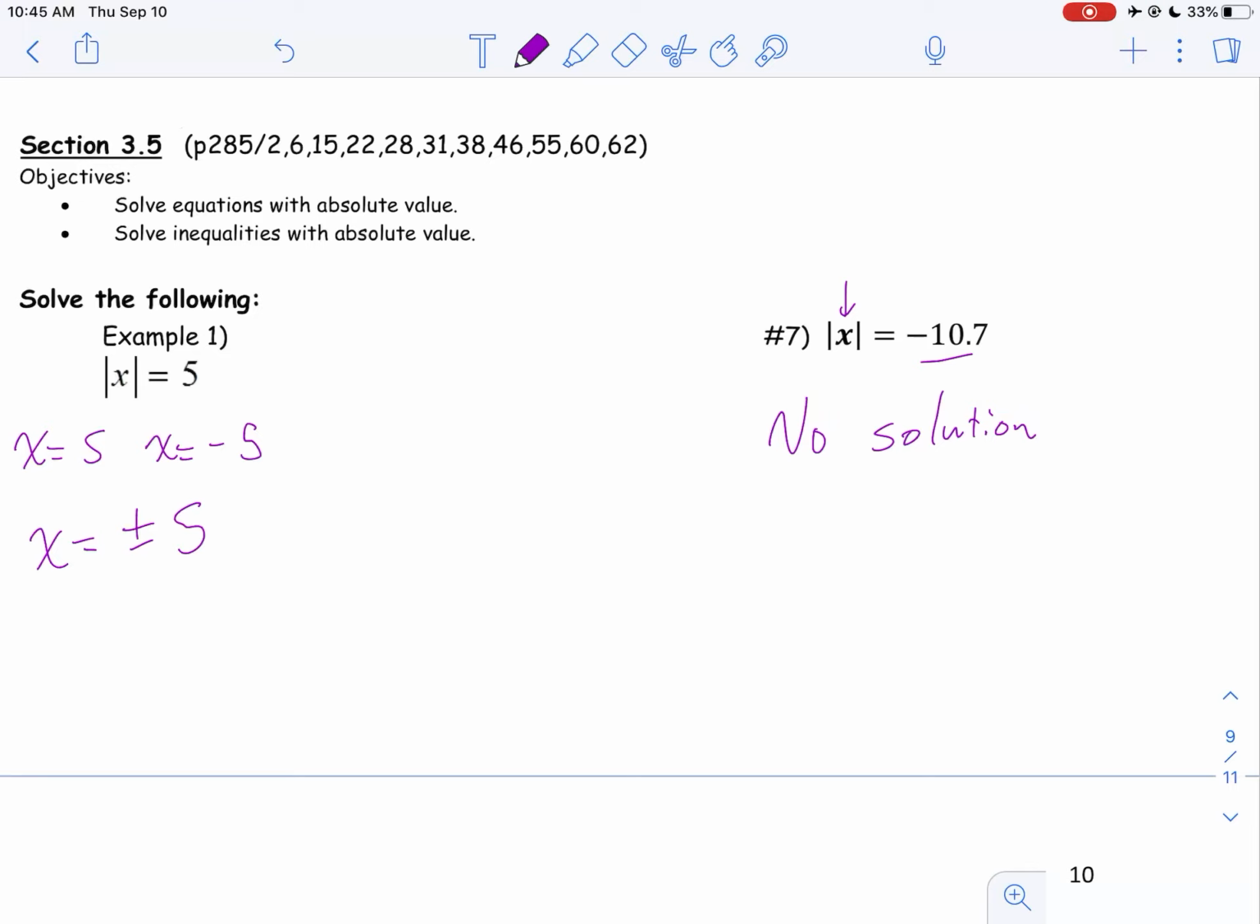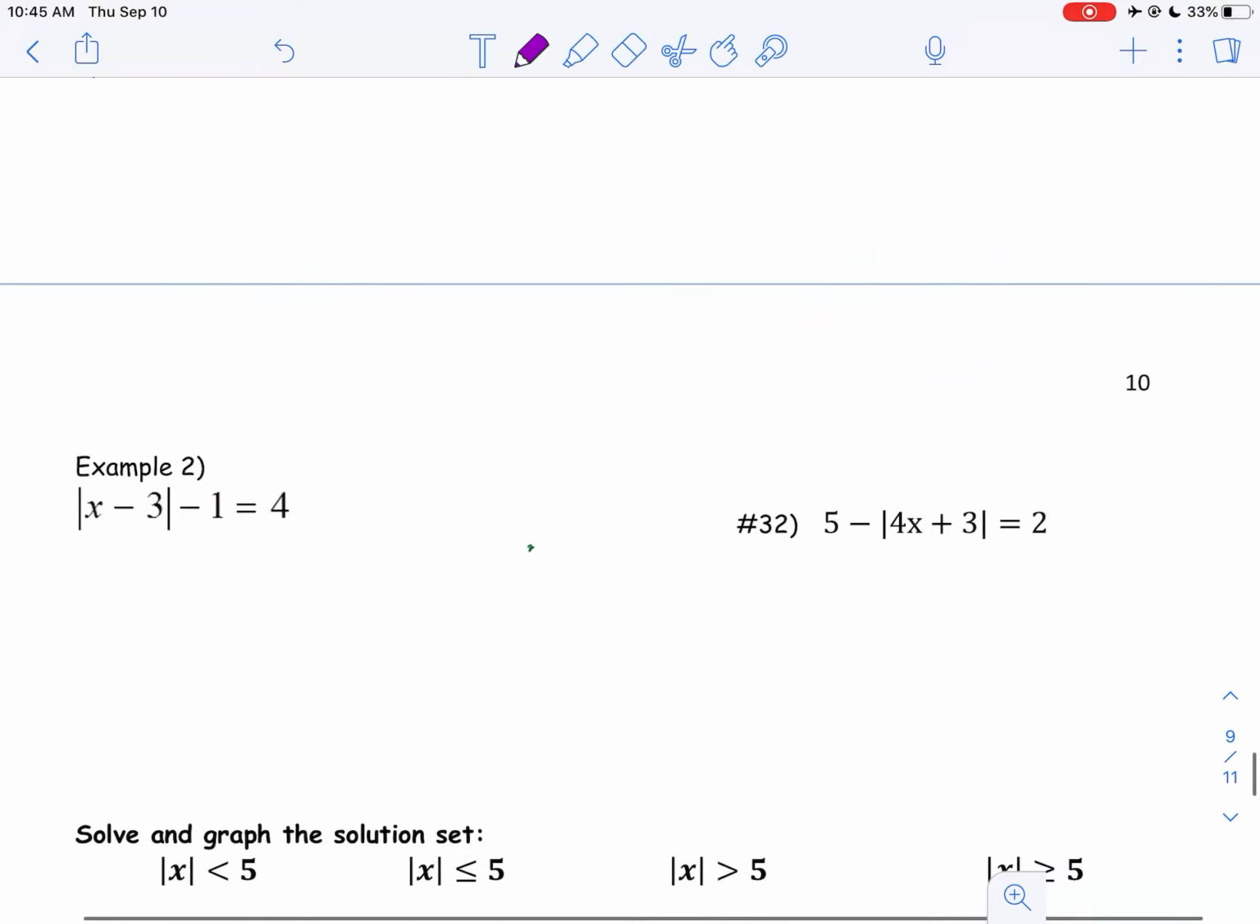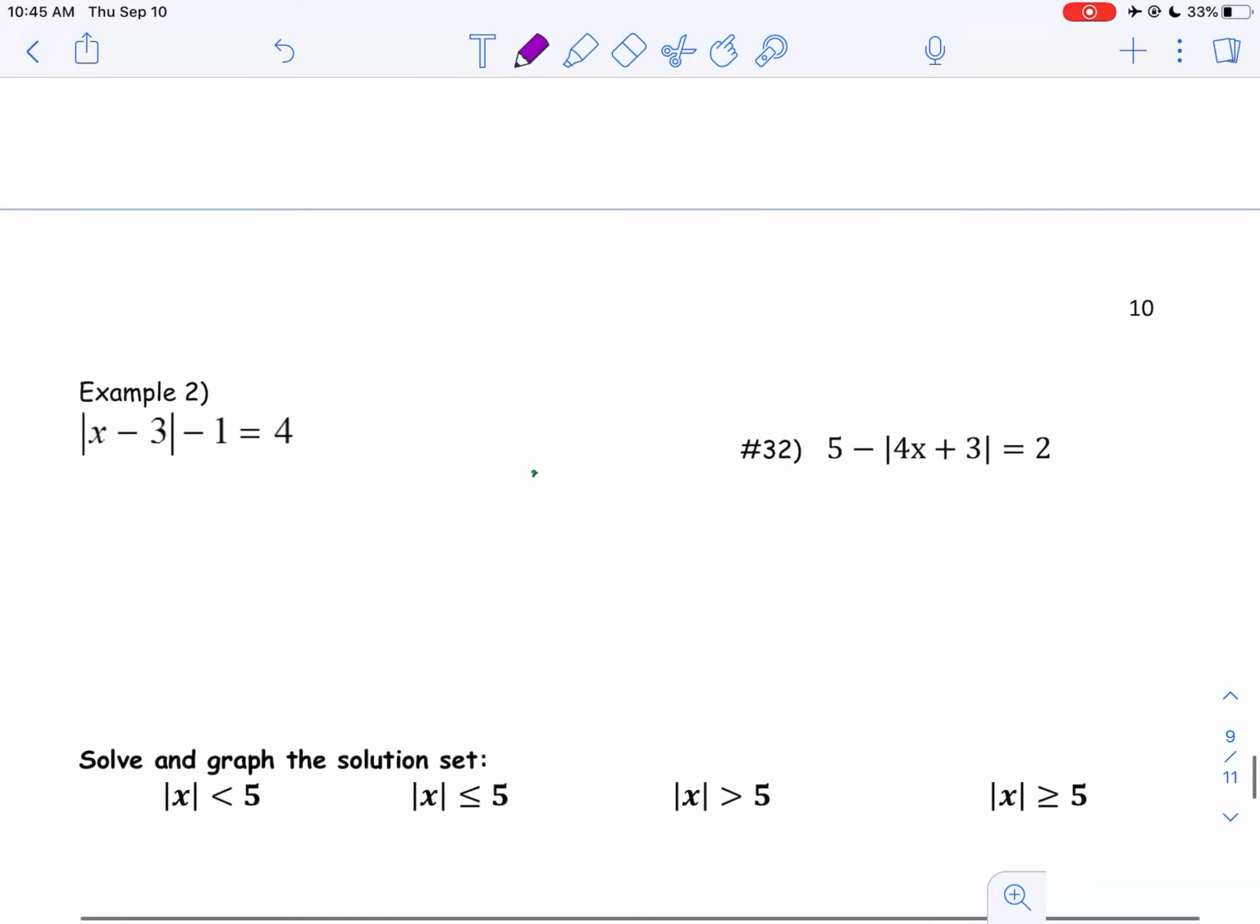And this is a good idea when you're solving absolute value equations to pause and think about it and say, is this even feasible? So let's take a look at some that are slightly more complex. Here we go. I'm going to leave example 2 for you, and let's do number 32 together.